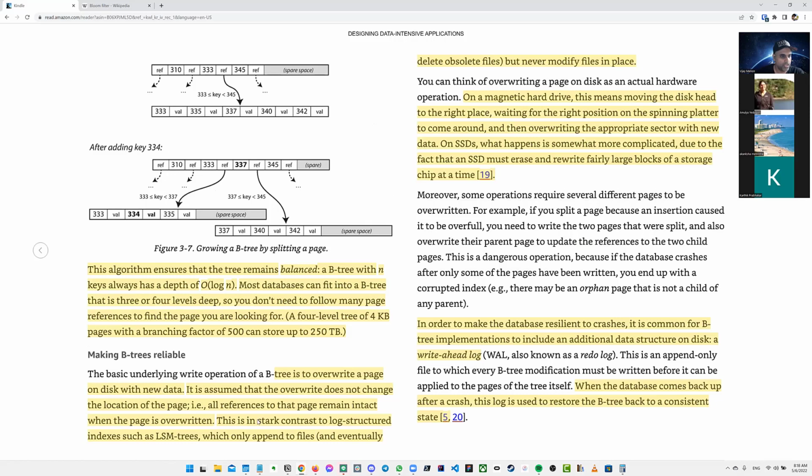And this is why I pointed out that 4 kilobyte thing earlier. A 4-level tree of 4 kilobyte pages with a branching factor of 500 can store up to 250 terabytes. So that's why this number is there. And this is why it's a pretty good number, because you can handle most cases for databases. That's a lot of storage, right?